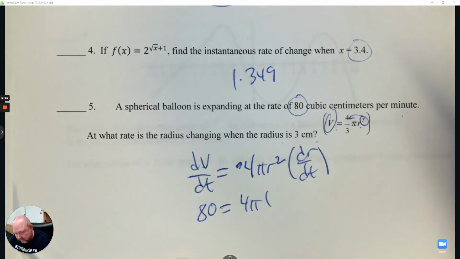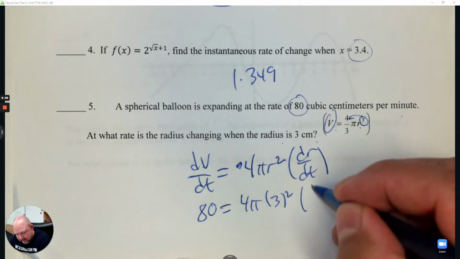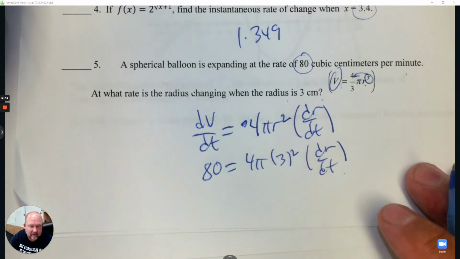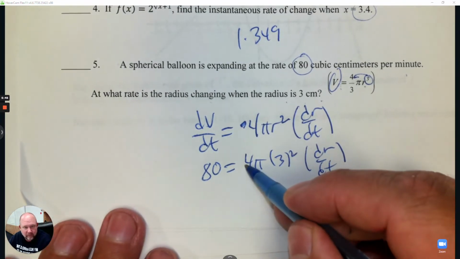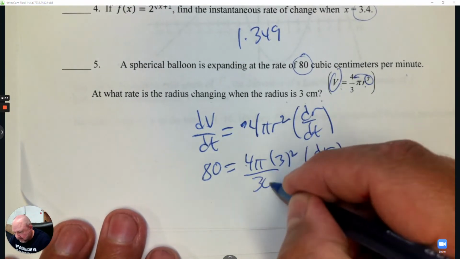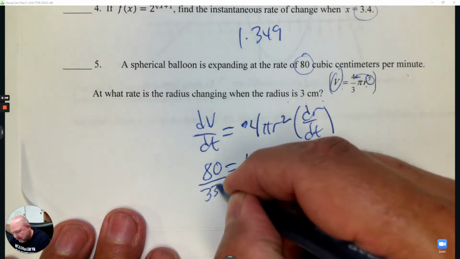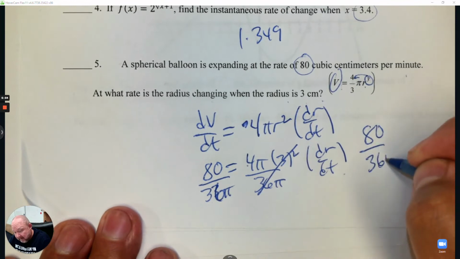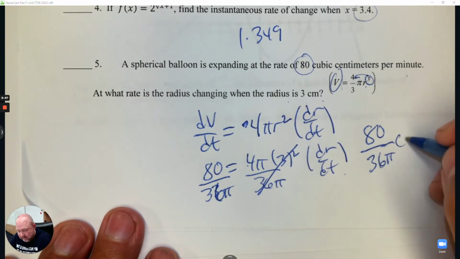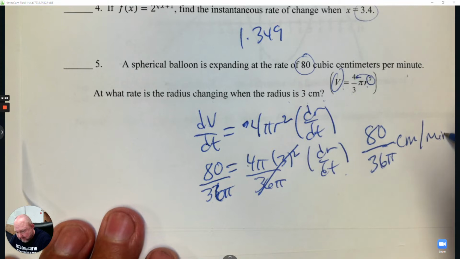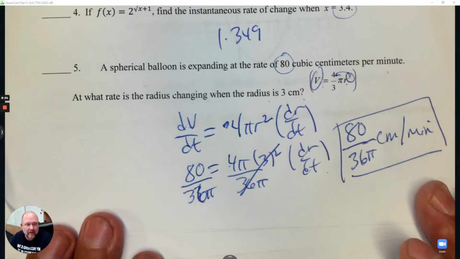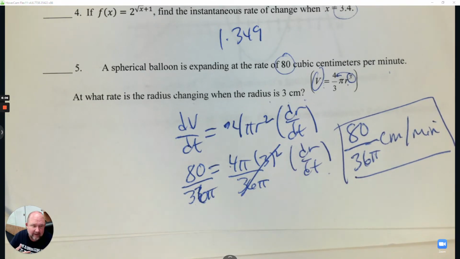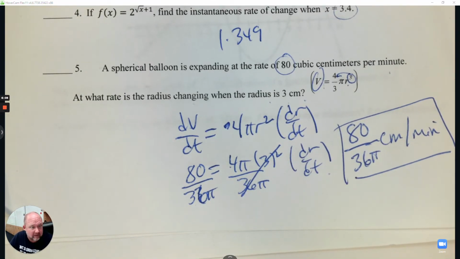The radius is 3. And then my goal is to find this. At what rate is the radius changing? So this is 9 times 4. So that's 36 pi. So divide both sides by 36 pi. And the answer is, you don't need to reduce it down, 80 over 36 pi. And it's centimeters per minute. So that rate is the rate the radius is increasing when the radius is 3. And if you had to reduce it down, you divide top and bottom by what? 4, right? 20 over 9 pi.